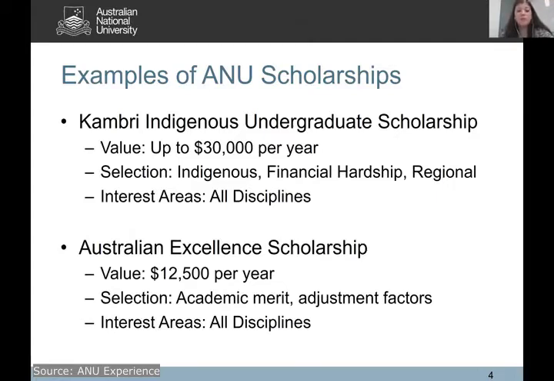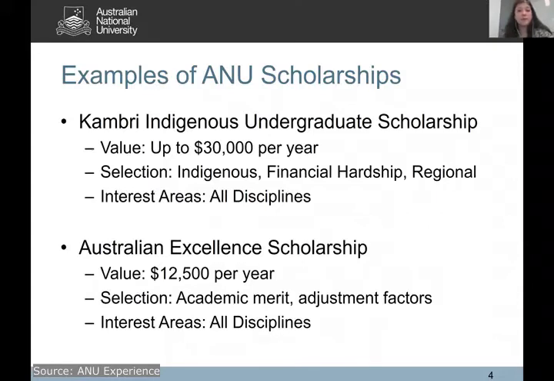We've also got another pretty high name, high prestige award called the Australian Excellence Scholarship. That's $12,500 per year. Selection is on the basis of academic merit, but may also include adjustment factors. And again, that's open to any discipline, any program of study.